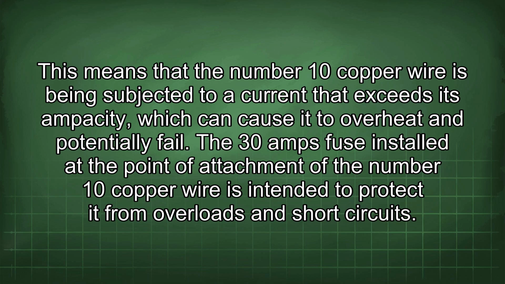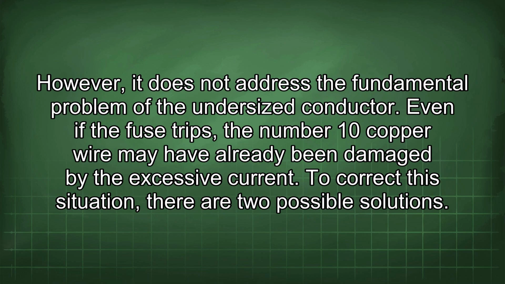The 30 amp fuse installed at the point of attachment of the number 10 copper wire is intended to protect it from overloads and short circuits. However, it does not address the fundamental problem of the undersized conductor. Even if the fuse trips, the number 10 copper wire may have already been damaged by the excessive current.